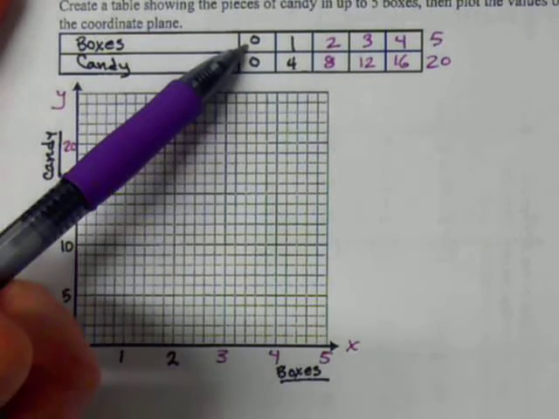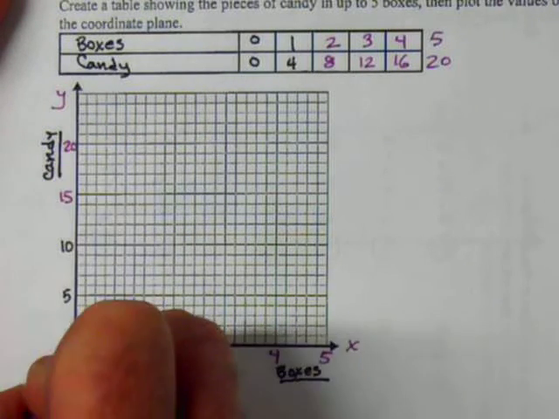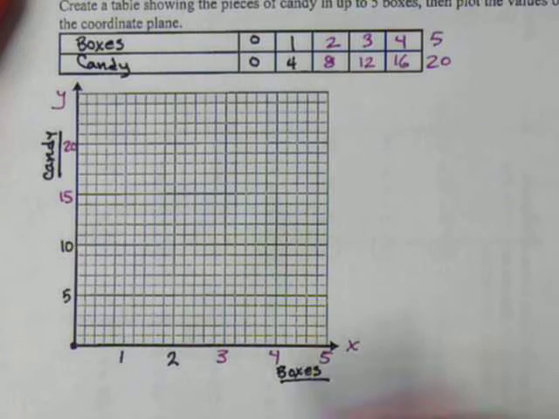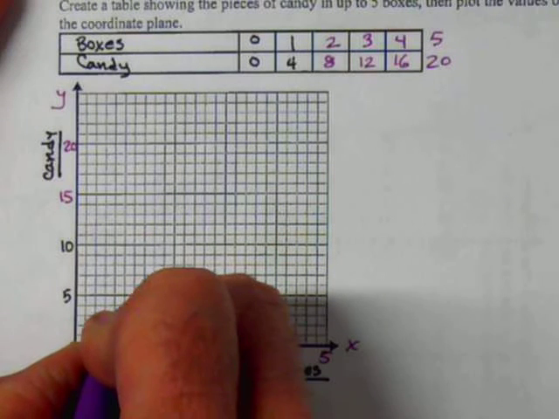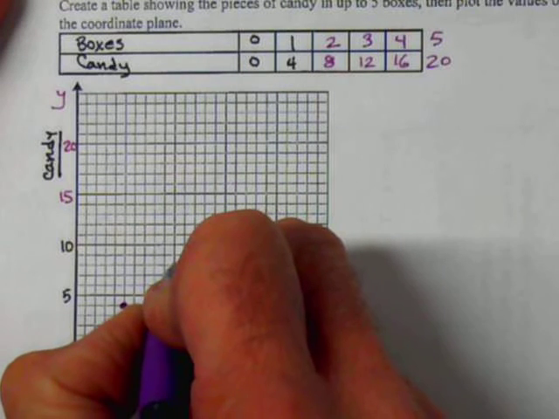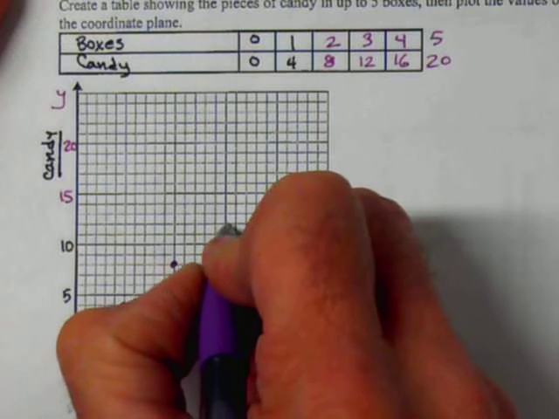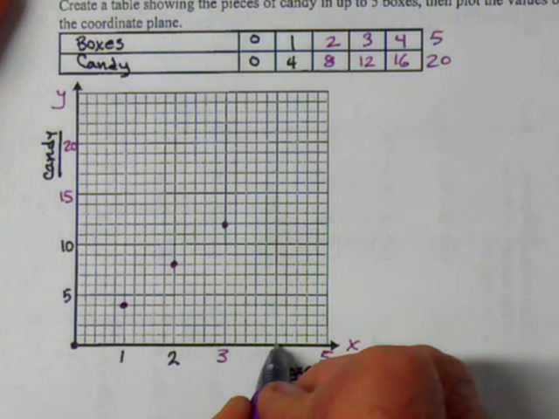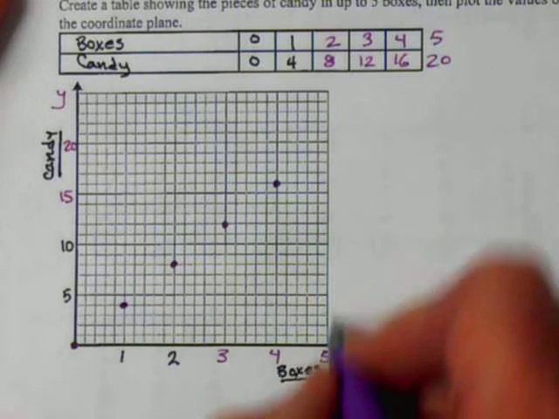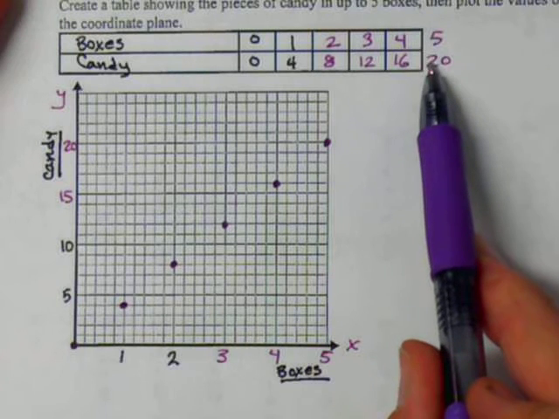My first ordered pair is 0, 0, x is box, y is candy. So 0, 0 is my first point, that's right here. And then 1, 4 is my second point. So 1 and 4 right there. Then 2 and 8, that is right there. And then 3 and 12 right there. 4 and 16 is right there. And 5 and 20 is right there. And I'm getting all those ordered pairs from the table.